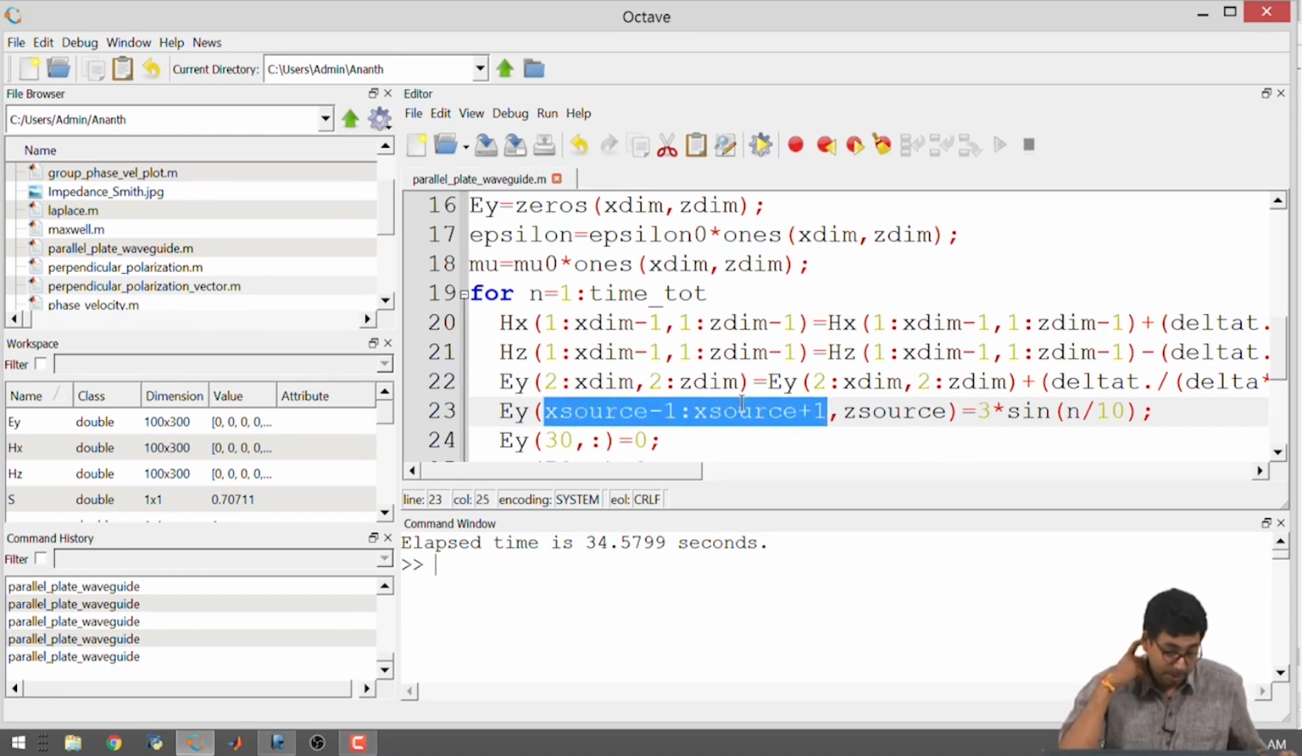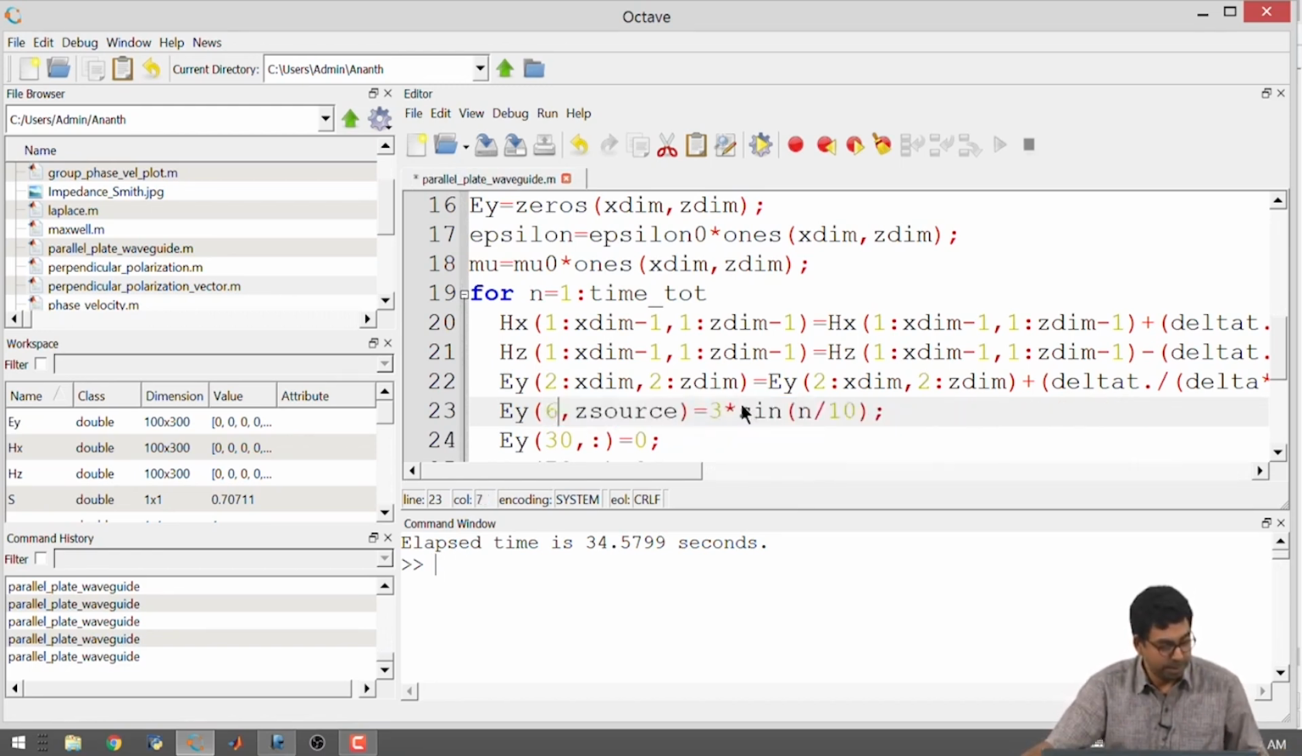So, what I am going to do is I am going to fix it to something that I am already aware of. So, this was between 49 and 51, right. So, I am going to move this, I know that the center of the waveguide is at 50. So, I am going to move this to 60.